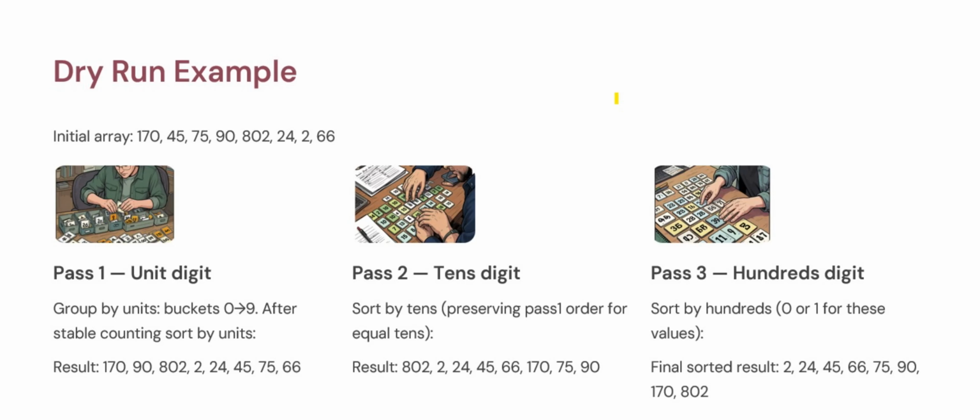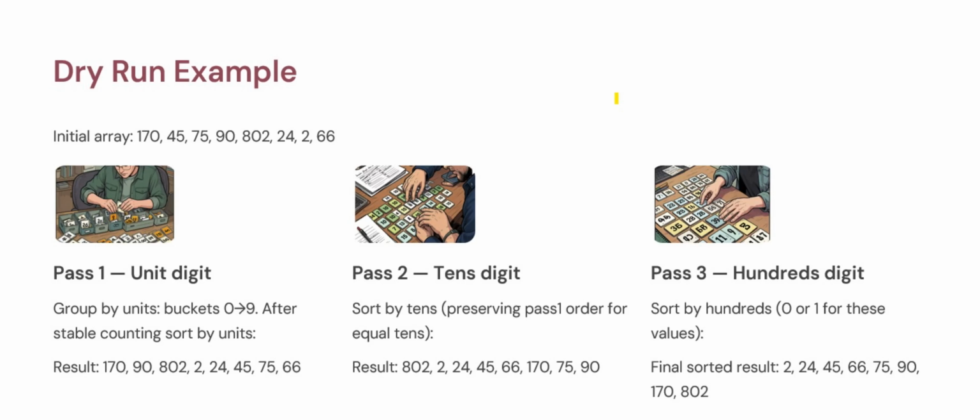Pass 3, hundreds digit. Finally, the hundreds place. Most numbers have 0 here. 170 has 1, 802 has 8. After this final pass, the result is 2, 24, 45, 66, 75, 90, 170, 802. Note that the array is perfectly sorted and at no point did we ever directly compare 45 with 802. That's the power of Radix sort.